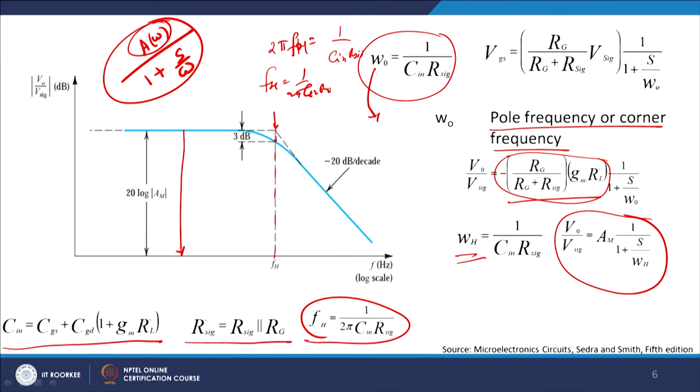So this is your 20 log AM, the mid frequency gain which you get. At higher frequencies, therefore, the gain starts to drop down.